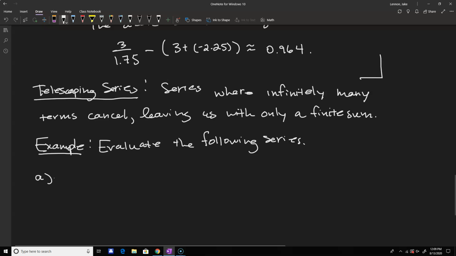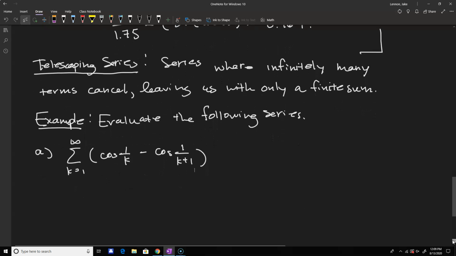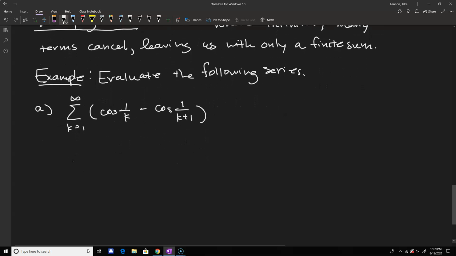So let's go ahead and look at, let's say, the sum from k equals 1 to infinity of the cosine of 1 over k minus the cosine of 1 over k plus 1. A lot of times with these, to evaluate, it's useful just to write out a few terms and see if a pattern emerges. So let's go ahead and do that.